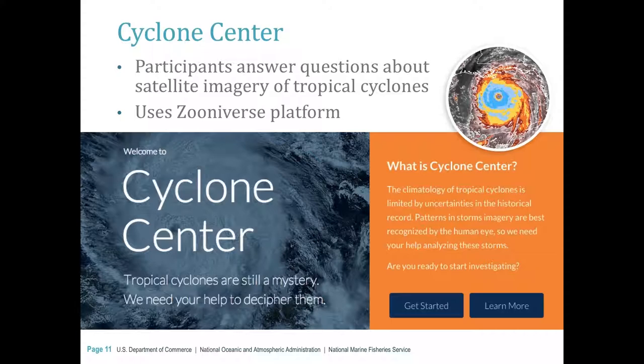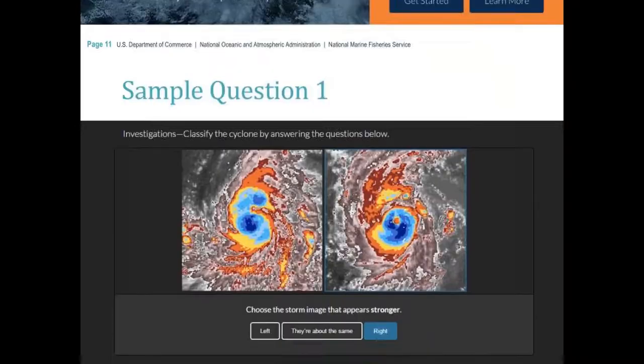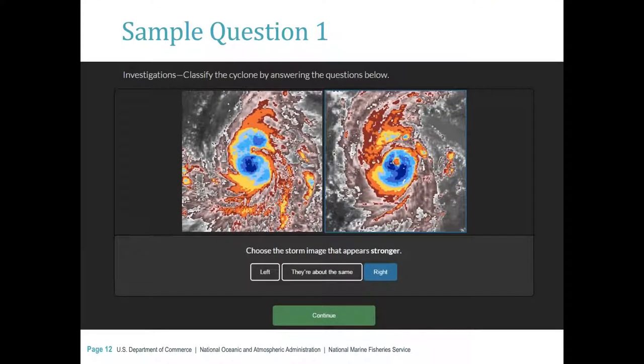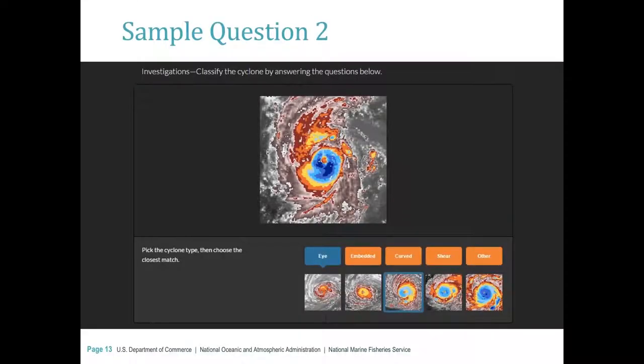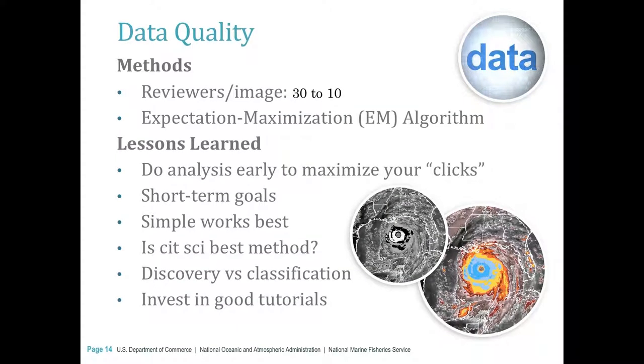But the lessons learned, I thought, were pretty fascinating. One was: analyze early, maximize your clicks, don't waste them. They didn't know early on what the minimum number was, so they started with 30, but later found out that 10 was sufficient to reduce noise. It didn't really make a difference going from 30 to 10, though it did make a difference when you went below 10, so they wasted a lot of clicks.